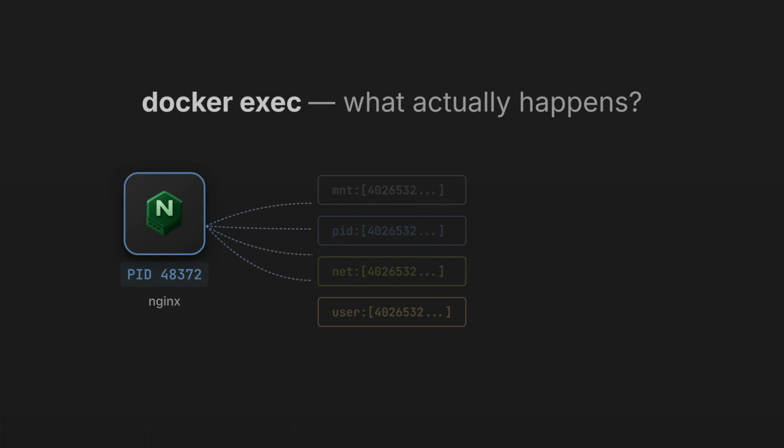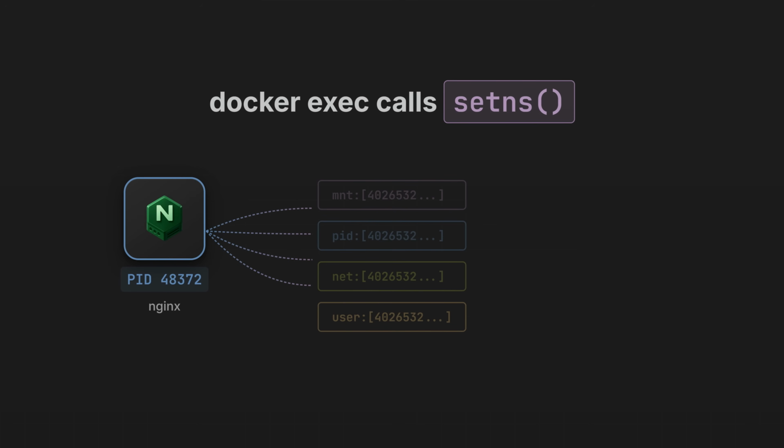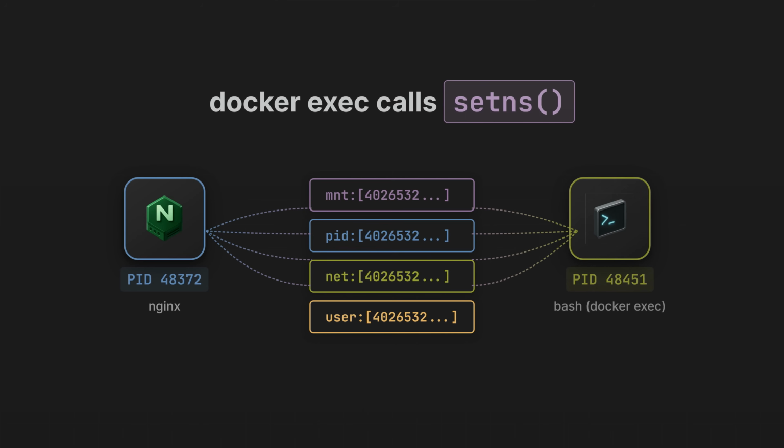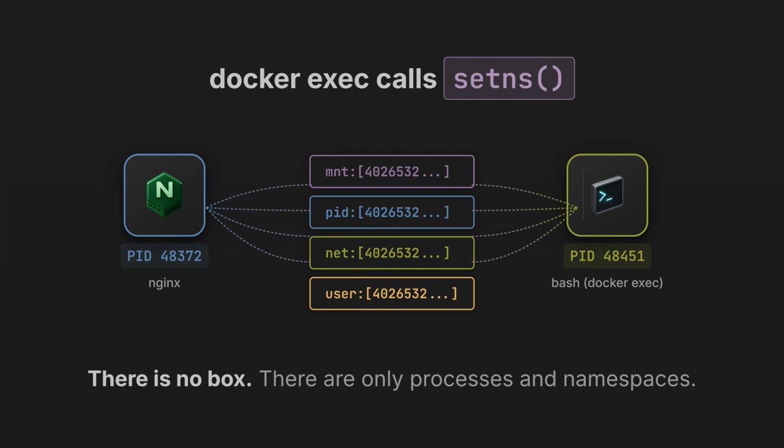Last thing, that docker exec I mentioned at the beginning, getting a shell inside a running container, the runtime calls a single Linux system call, setns, which just means take this new process and put it in the same namespaces as that existing one. Same file system view, same network, same PID tree, same cgroup limits. There's no box being entered, no boundary being crossed.